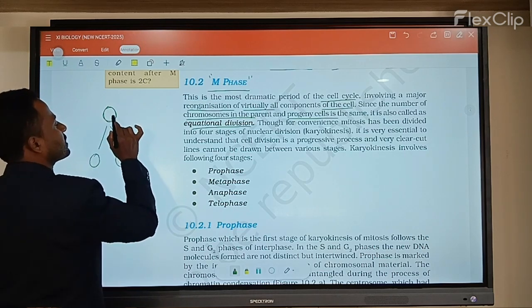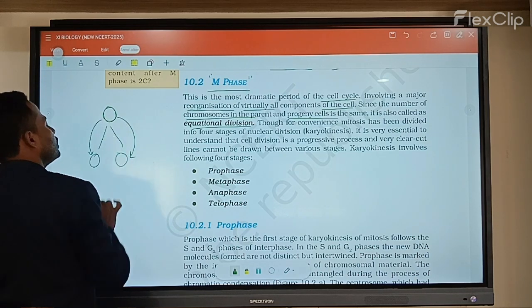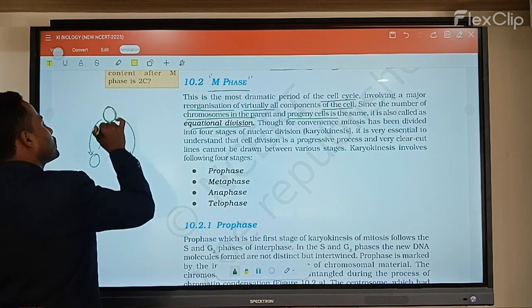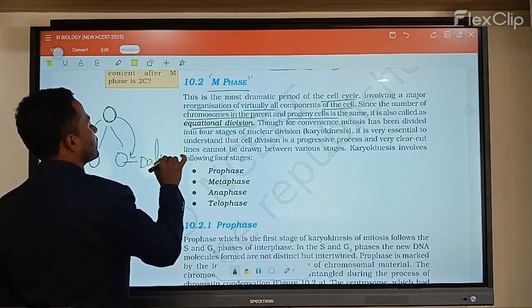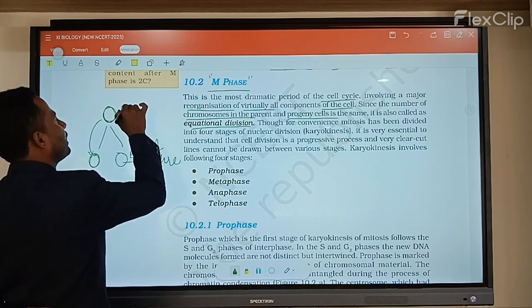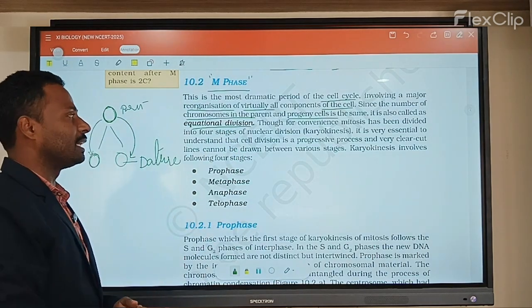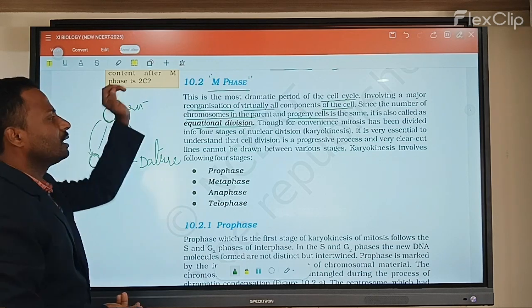In the two daughter cells, the genome or chromosomes are equally distributed. So what is it called? It is called an equational division. Why is it called an equational division? Because the chromosomes are equally distributed. Am I right? So it is called an equational division.